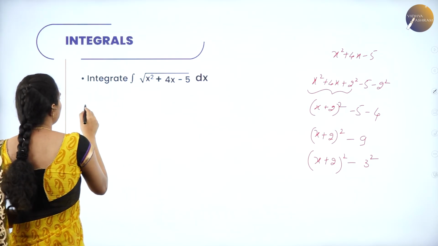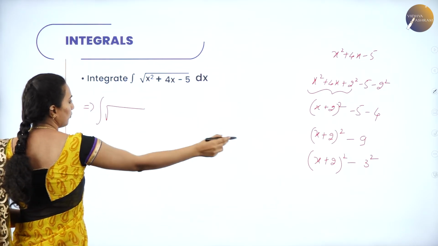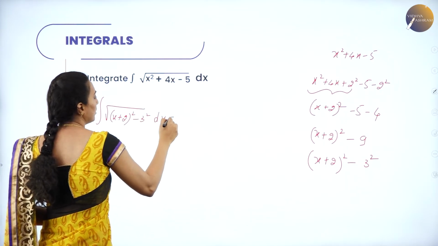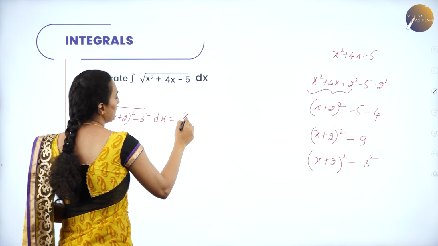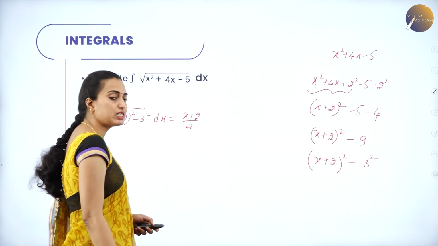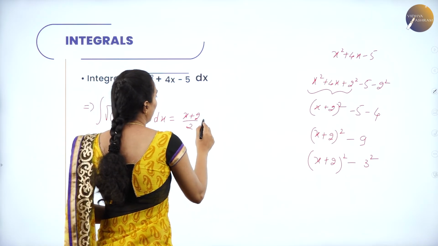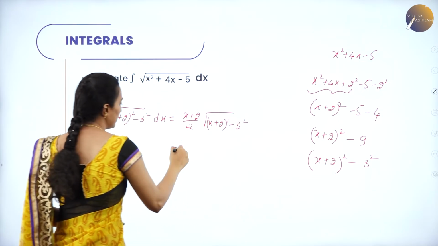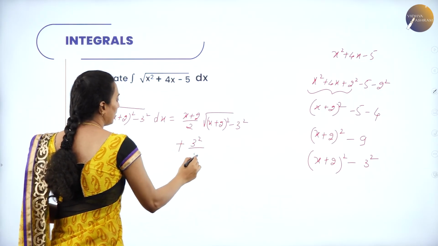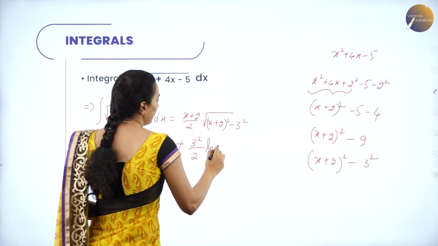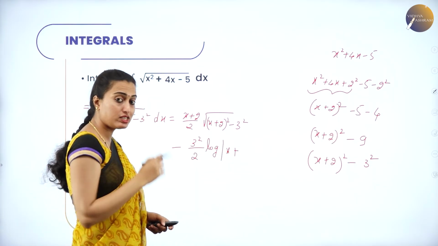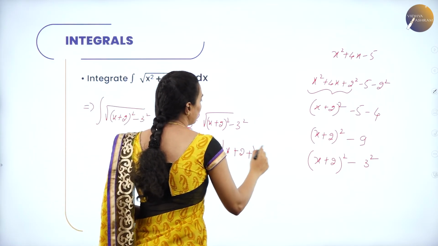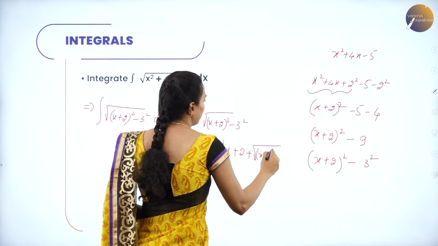So therefore, which implies the integral of this can be reduced to the form of (x plus 2) whole squared minus 3 squared into dx, which implies x by 2, where x replaces x plus 2 and a replaces 3, into under the root (x plus 2) whole squared minus 3 squared, minus a squared by 2, that is 3 squared divided by 2, into log of modulus of x plus 2 plus under the root of (x plus 2) whole squared minus 3 squared.